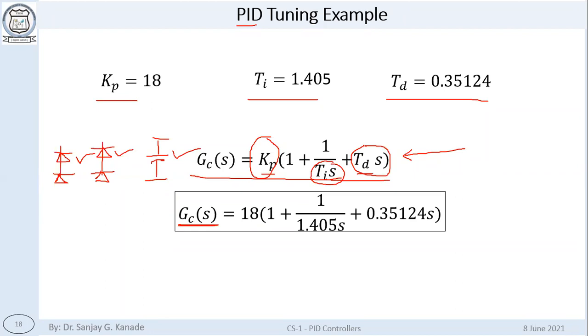Now, when I said as per your requirement, what does it mean? Again, let me explain a little bit more. Let me emphasize this a little bit more.